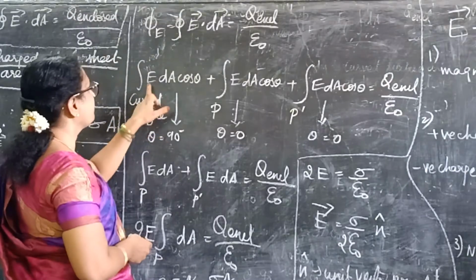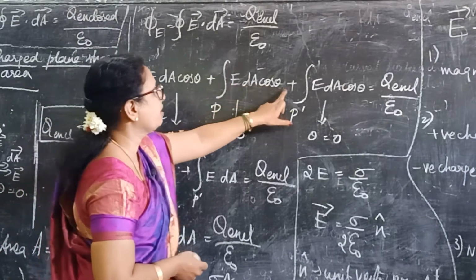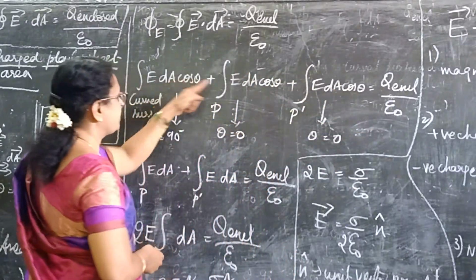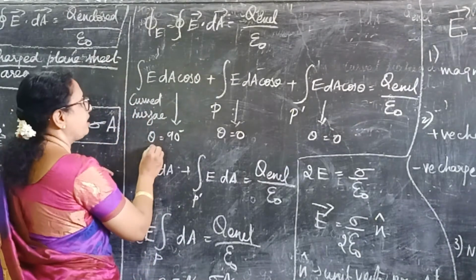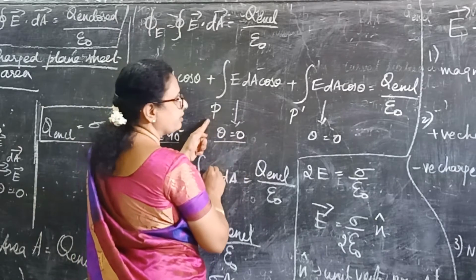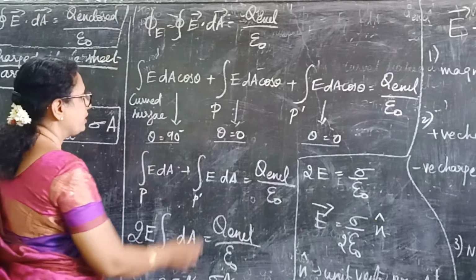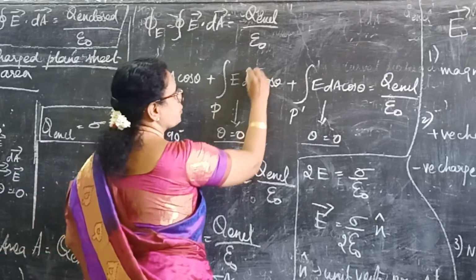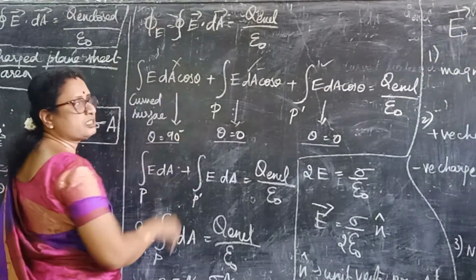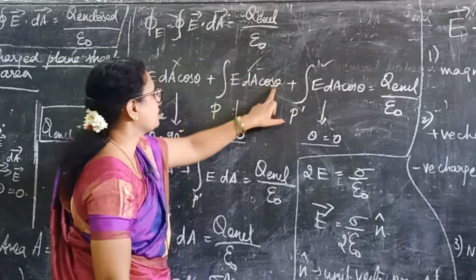So, integral over the curved surface of E dA cos theta, plus integral over P of E dA cos theta, plus integral over P dash of E dA cos theta. And for all these cases we have already seen what theta is. For the curved surface it is 90 degrees, and for area P theta is equal to 0, for P dash theta is equal to 0. Theta 0 means cos 0 is 1, but cos 90 is 0, so the curved surface term will become 0. Finally, we will have only these two terms, with cos 0 equal to 1.